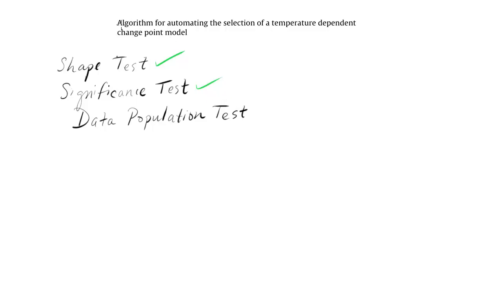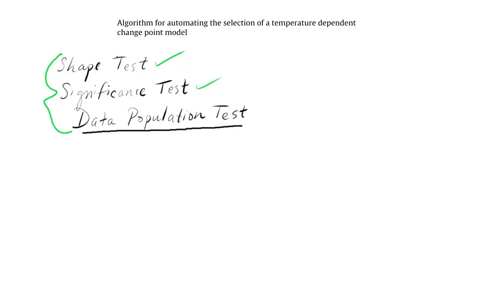So we've been covering this paper, Algorithm for Automating the Selection of a Temperature-Dependent Change Point Model. In the past two videos, we've gone over two of the three tests that make up that algorithm. The first test we called the shape test, the second the significance test, and the third the data population test. In this video, we're going to be covering this data population test. And it's best if I just bring over a plot that shows really why this test is needed.